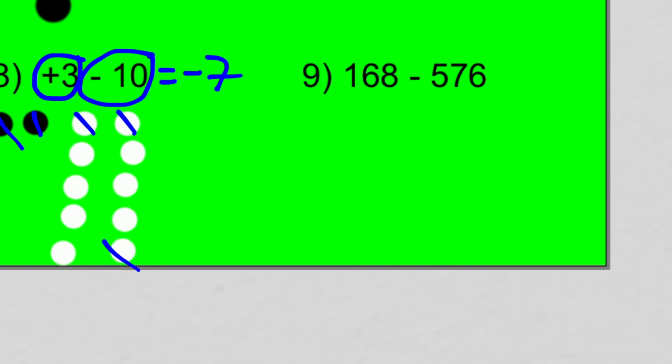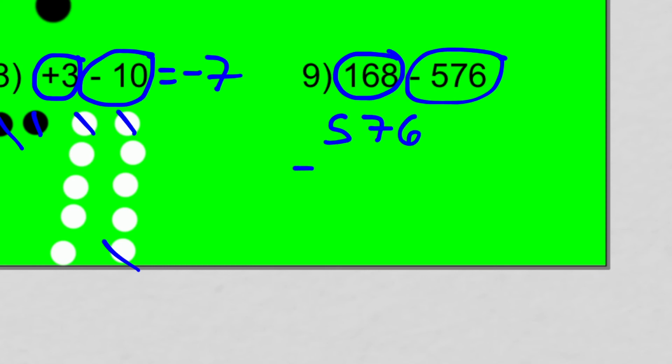Okay. This last one, positive 168 and negative 576. I always do this. I always circle the integer and its sign. This has no sign, so it's positive. This is negative 576. I'm not going to draw circles for this, but I am going to recognize that since the signs are different, I'm going to subtract 576 minus 168.